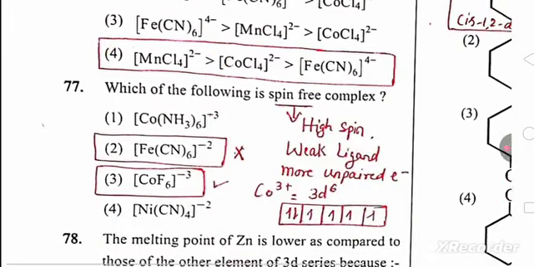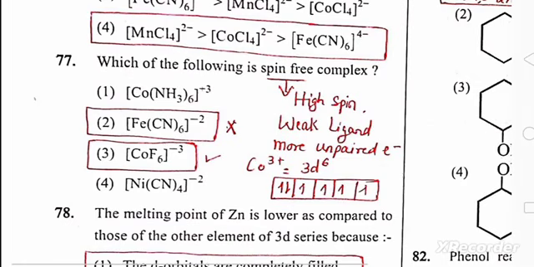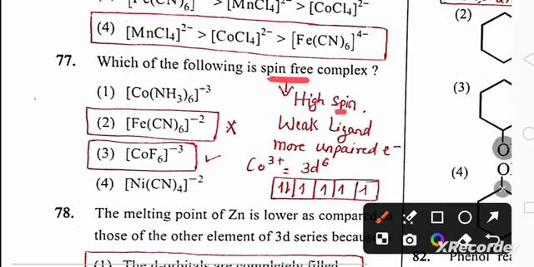Let us move to the next question. From coordination compounds, which of the following is a spin-free complex, meaning a high spin complex? Wherever we find a weak ligand, there we can find more unpaired electrons. So that can be a high spin complex or spin-free complex. Among them, fluoride, CoF6 3 minus.